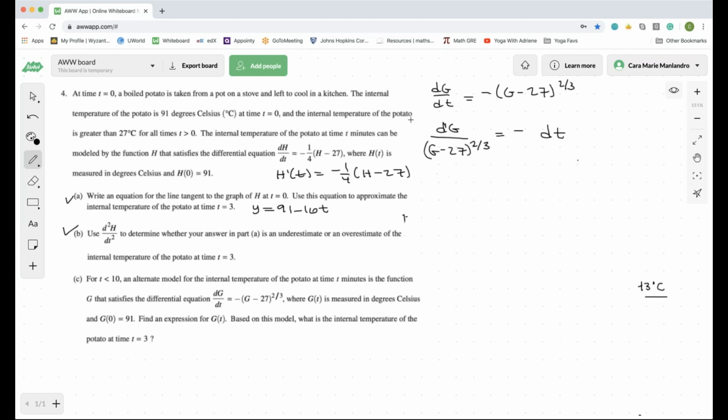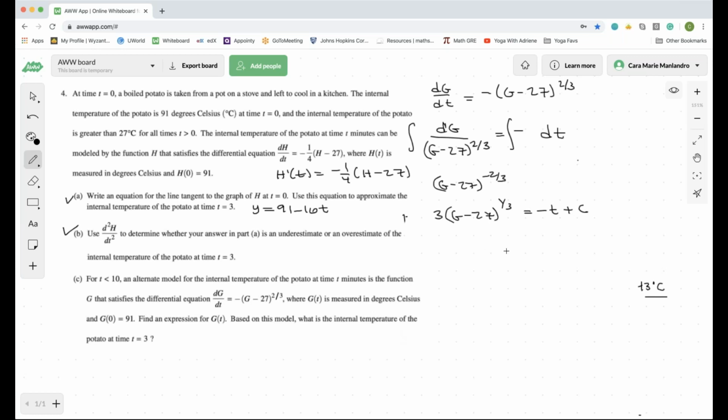All right, and then now that you have them separated, you can integrate both sides. All right, the integral of this is going to be, let's see. Okay, so we are integrating (g minus 27) to the negative 2/3. All right, so I get (g minus 27) to the positive 1/3 divided by the 1/3, which is multiplied by 3. And then that is going to equal, we integrate the other side, negative t plus c.